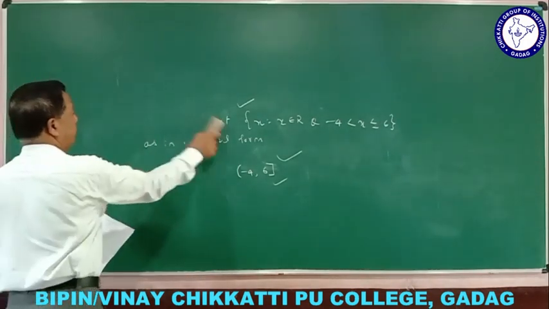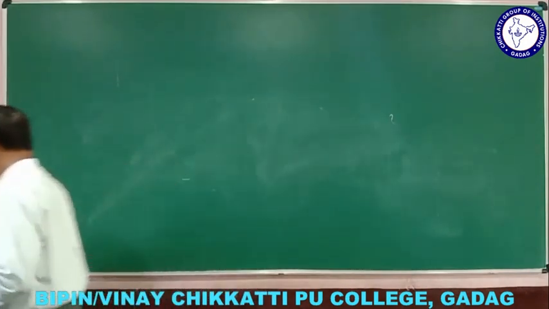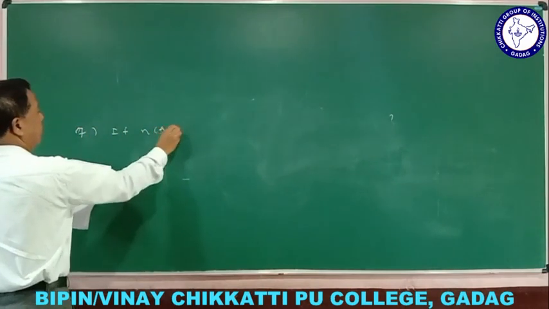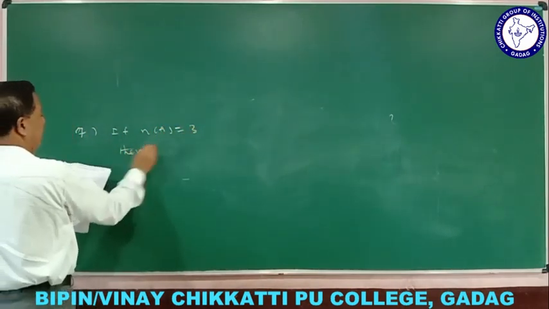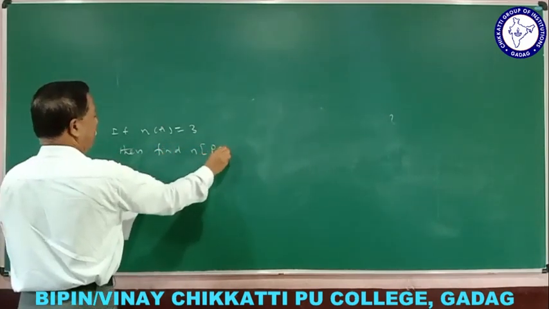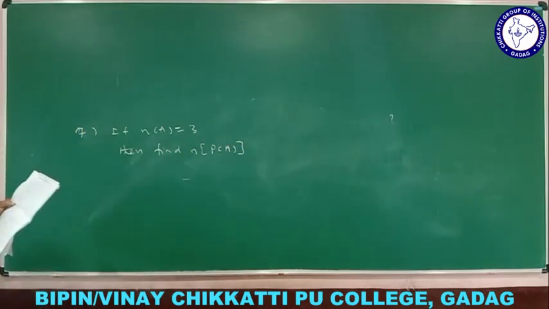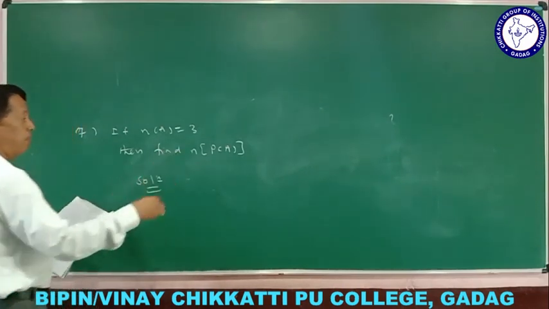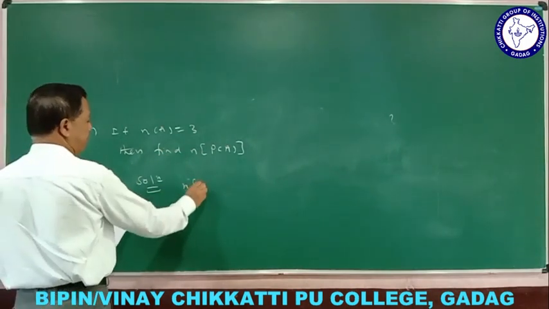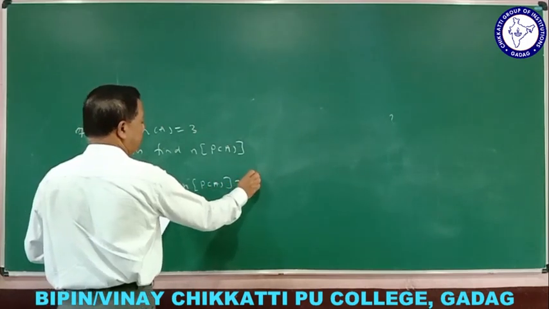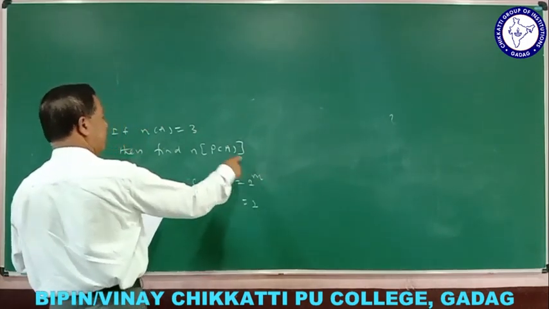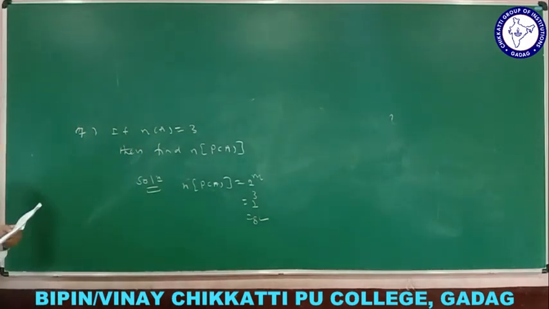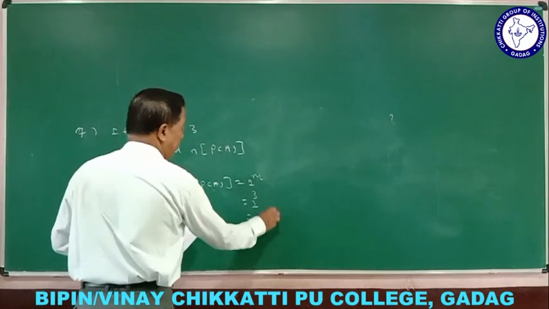Now, the next question, 7. You see that if n of A is equal to 3, then find n of P of A. Look at this. The formula: n of P of A means the number of elements in the power set. So the formula for n of P of A is 2^m, where m is the number of elements in the set A. Here it is 3, so how many? 8. You got n of P of A is equal to 8, that is 8 elements.